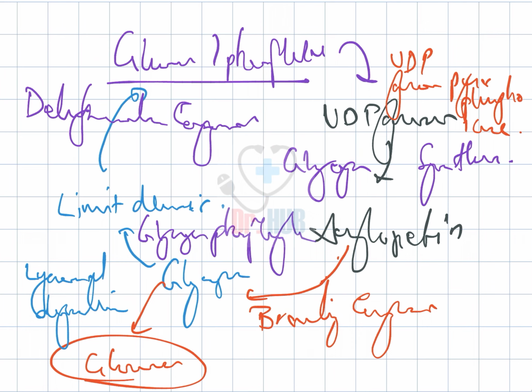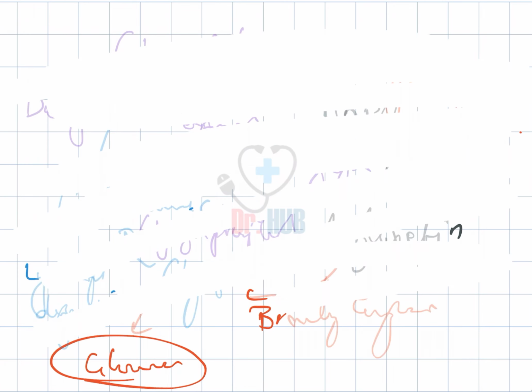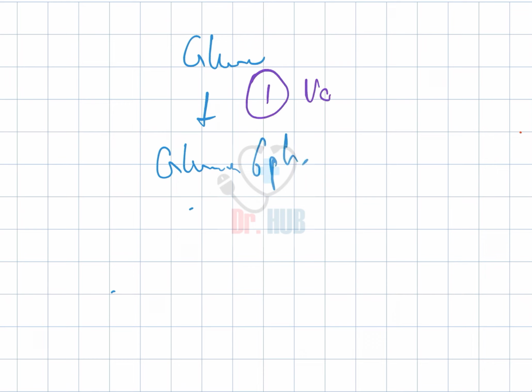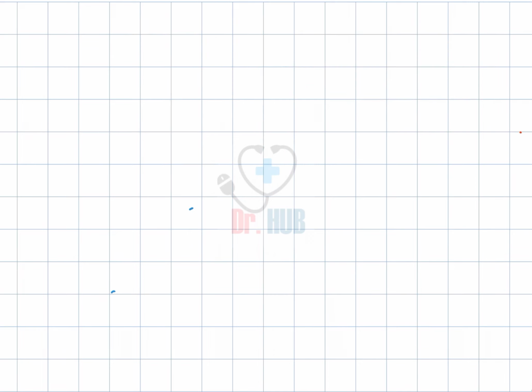Now looking at the disease involved, in case of the conversion of glucose to glucose 6 phosphate, here the disease is von Gierke's disease. Next, looking at the other disease, it is Pompe's disease.